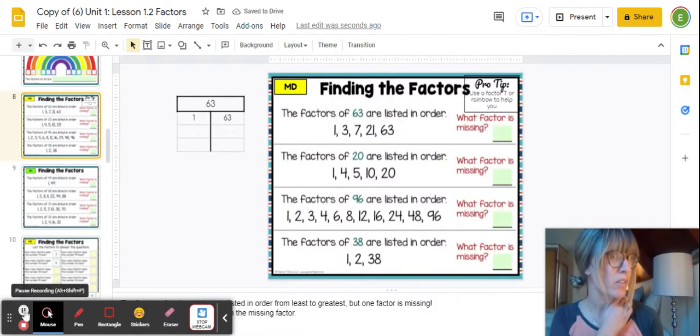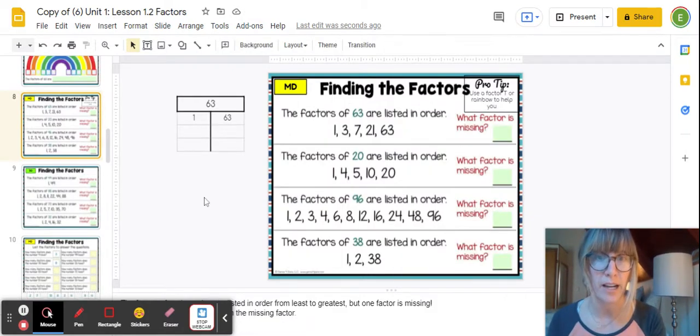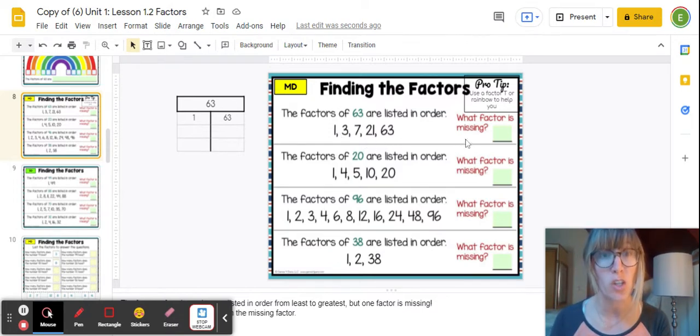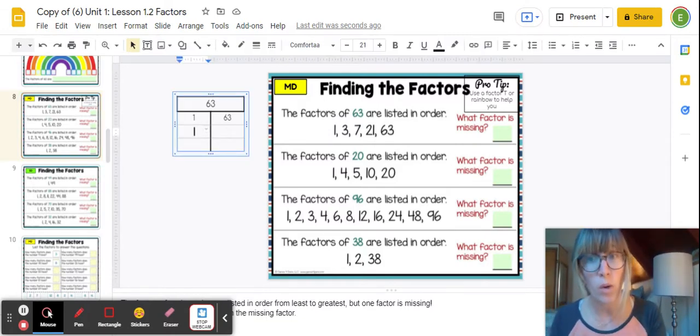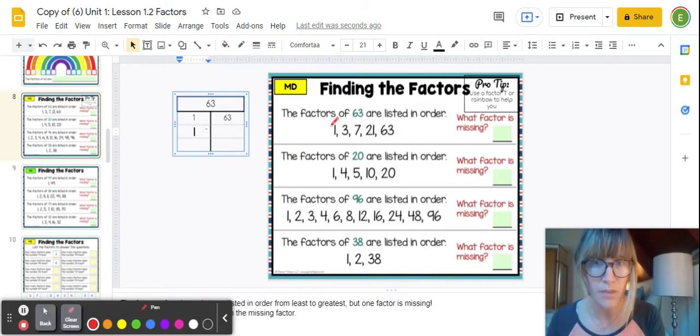So here you're going to solve a little bit of a mystery. So we're going to find the factors. A factor T, as our pro tip here, can be a helpful strategy. So the factors of 63 are listed in order: 1, 3, 7, 21, 63, but there's one that's missing. So we're going to try to solve this mystery of which one's missing. So when I do a factor T, that makes sense to my brain. 1 times itself is always going to be first, and that happens here as well. 1 times 63. We can turn it into a rainbow if we wanted.